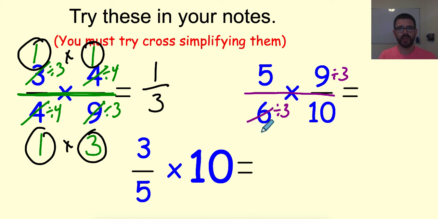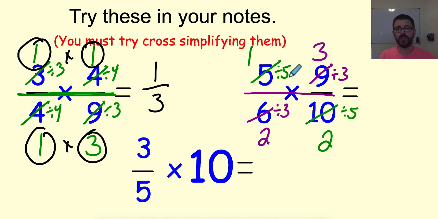6 divided by 3 is 2. 9 divided by 3 is 3. 5 and 10 can each be divided by 5. So 5 divided by 5 is 1. 10 divided by 5 is 2. So you'll notice here I divided by one of my numbers. That's a very common thing to happen. But if you notice the 6 and 9, I didn't divide by a 6 or a 9. I found something they both could be divided by, which was a 3.